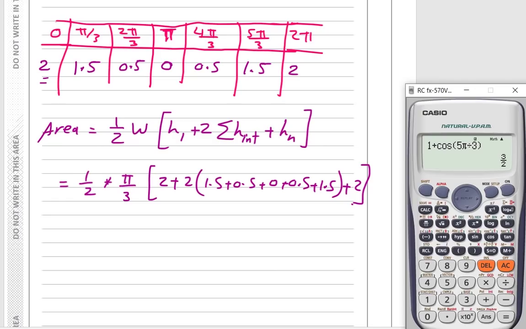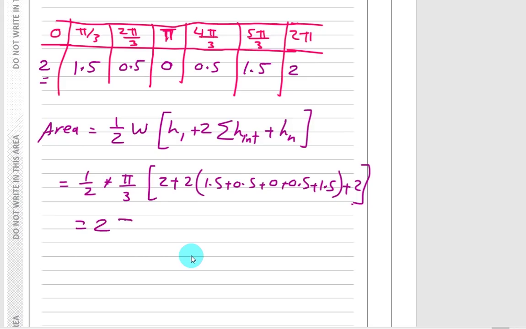So let us find this answer. 0.5 divided by 3, open the bracket, 2 plus 2, open another bracket, 1.5 plus 0.5 plus 0 plus 0.5 plus 1.5, close the bracket, plus 2, close the main bracket. So it equals 2π. So here's the answer, 2π.